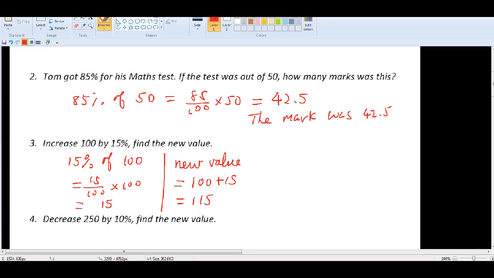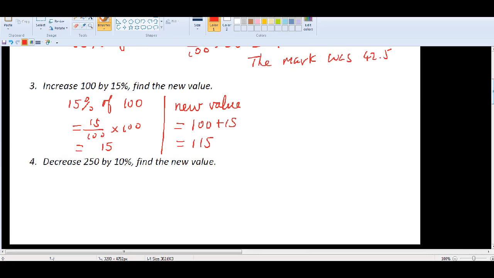Right, so question 3 is from last lesson. So increase of 100 by 50%. So that means you need to consider how much is the increment, and that increment is 50% of 100, so that's 15. So that means you actually increase by 15 and you add that 15 to 100. You got a new value.